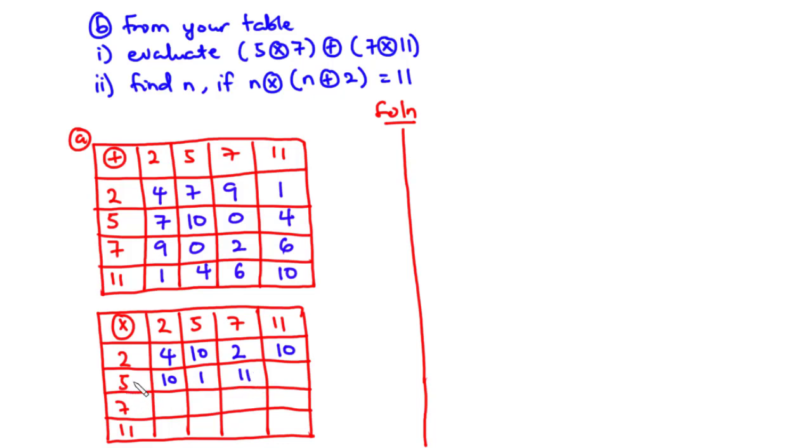And then 5 times 11 is 55. So 55 divided by 12. 12 times 4 is 48. So 57 minus 48 gives 7. So that is 4 remainder 7.